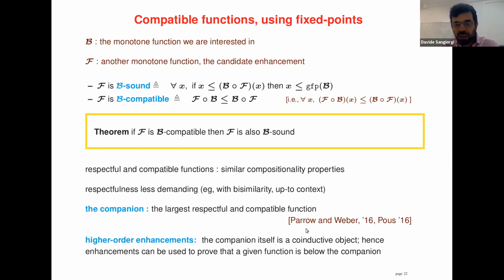Interestingly, some years ago, independently, Parrow and Weber and Pous showed that there is a largest respectful function and a largest compatible function. And surprisingly, they coincide. Pous called this the companion. And interestingly, the companion itself is a coinductive object. Therefore, enhancements can be used to prove that a given function is below the companion. And this gives higher-order enhancements. Essentially, you use enhancements not to show a bisimilarity result, which would be a first-order enhancement, but to show that another function can be used as a first-order enhancement. So it's quite nice.